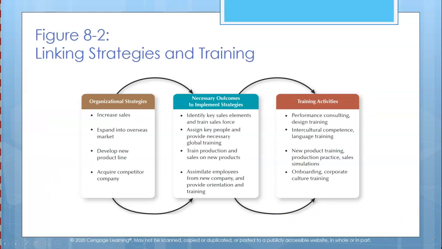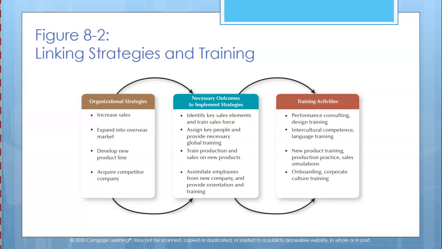So how do we tie this stuff together? Again, what we're looking at here is what is our organizational strategy? Where do we want to go? What is our strategic function? And what do we need to be able to get there? So, for example, if our organizational strategy is to make sure we're selling more product, then we need to know, as part of our necessary outcomes to implement strategies, what are our gaps? Where do we need to be able to develop people to be able to get to those outcomes?